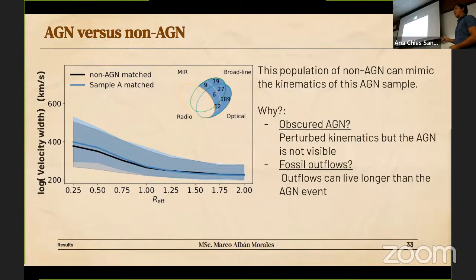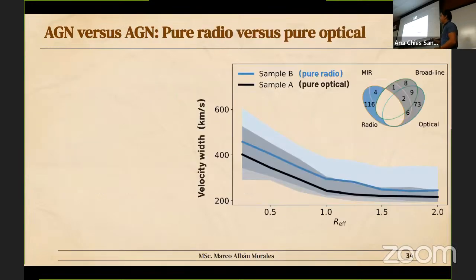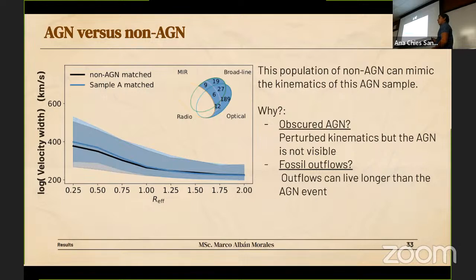But now let's compare AGN to AGN. So sample A, again, optically selected, versus sample B, radio selected. This control sample is where you remove the radio ones, and all the types of AGN that I classify with mid-infrared, radio, optical, X-rays, and broad lines.